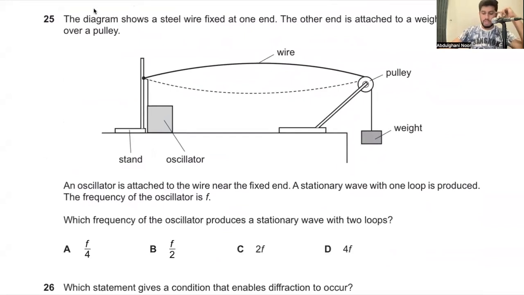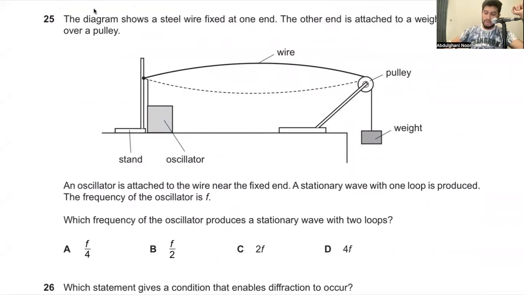The diagram shows a steel wire fixed at one end. The other end is attached to a weight hanging over a pulley. An oscillator is attached to the wire near the fixed end. A stationary wave with one loop is produced. The frequency of the oscillator is f. Which frequency of oscillator produces a stationary wave with two loops?